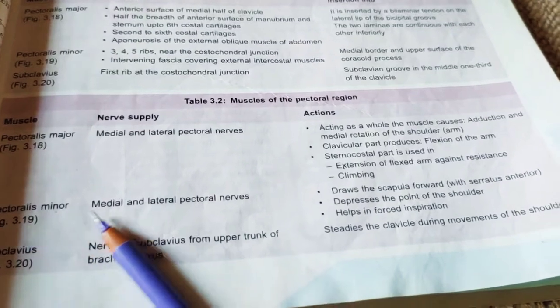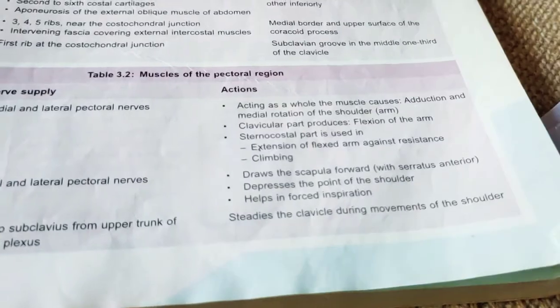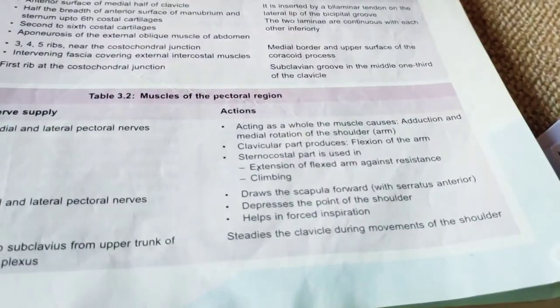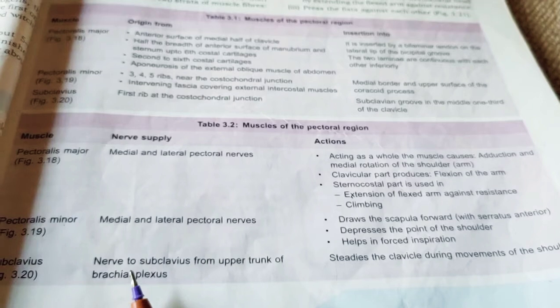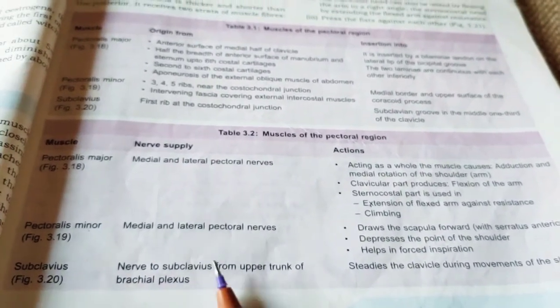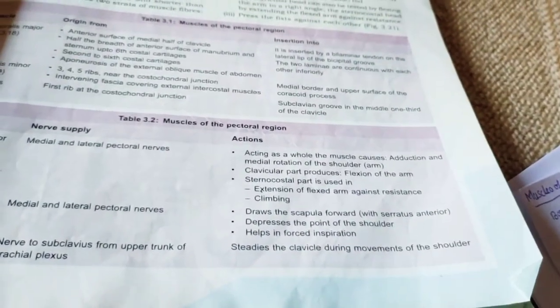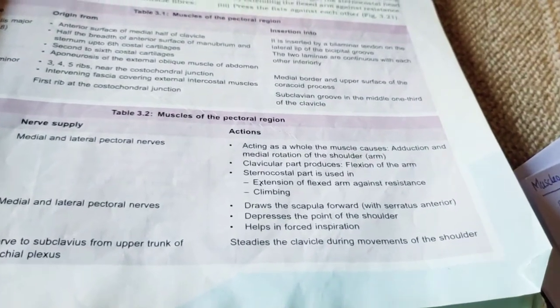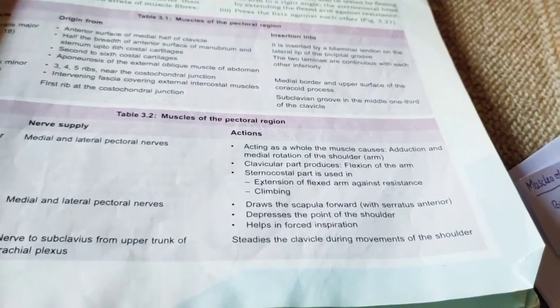So next coming to pectoralis minor, it's also supplied by medial and lateral pectoral nerves. It draws the scapula forward with serratus anterior, and it also depresses the point of shoulder and helps in forced inspiration. Next coming to subclavius. Subclavius is supplied by the nerve to subclavius from the upper trunk of brachial plexus. So very easy to remember, nerve to subclavius from the upper trunk of brachial plexus, and it mainly steadies the clavicle during movement of shoulder, or you can say it mainly stabilizes the clavicle during movement of shoulder. So this is about the nerve supply of these three muscles.